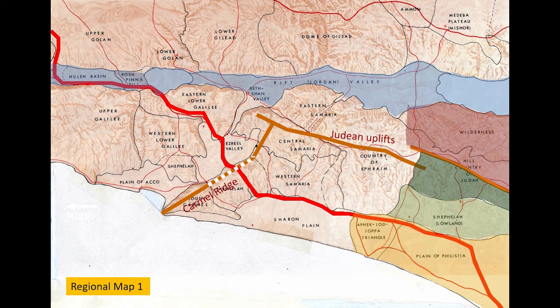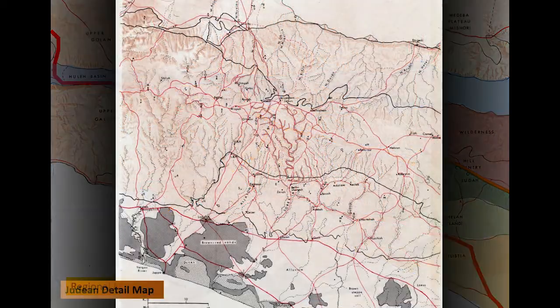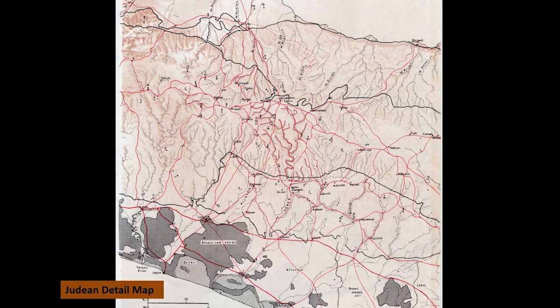Now it's time to get even closer. So we're going to move into another map that allows us to understand the dynamics of what's happening in some of the biblical events. We're going to go to the Judean detail map, so find that, please. Again, note that it's oriented. That means that east is to the top.